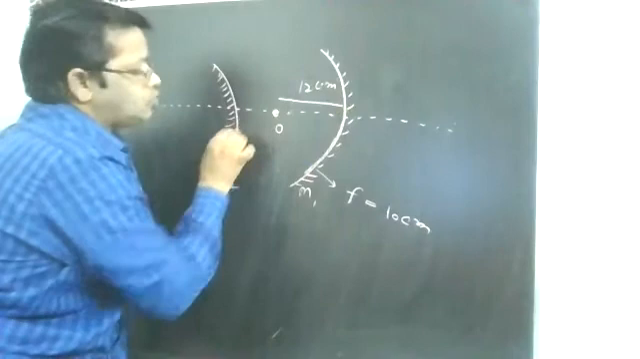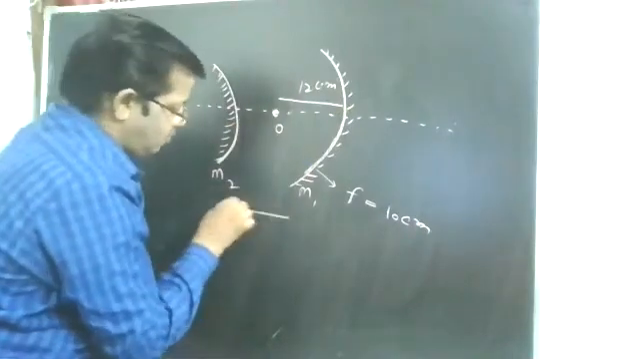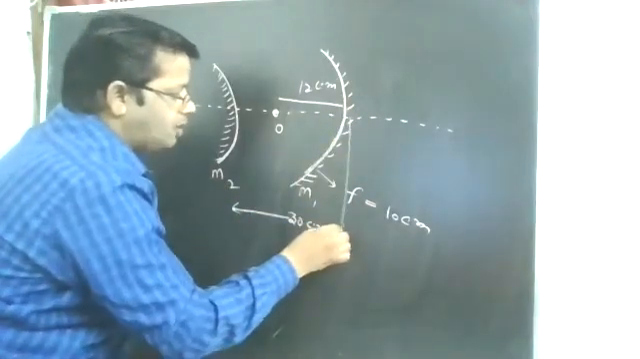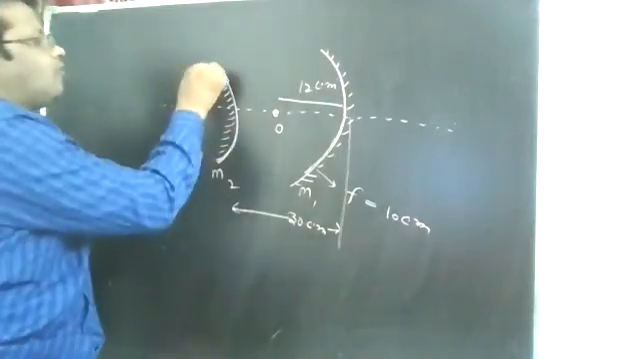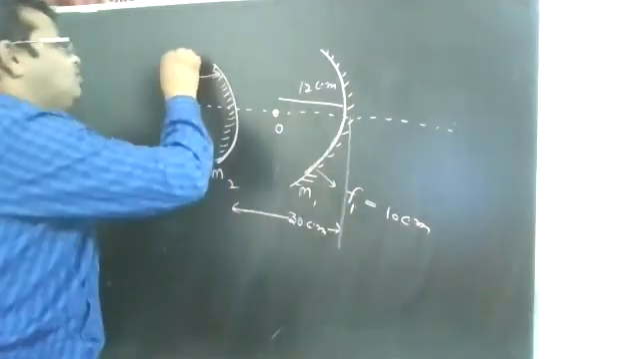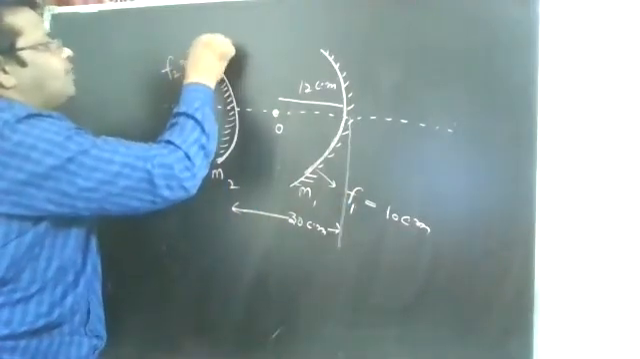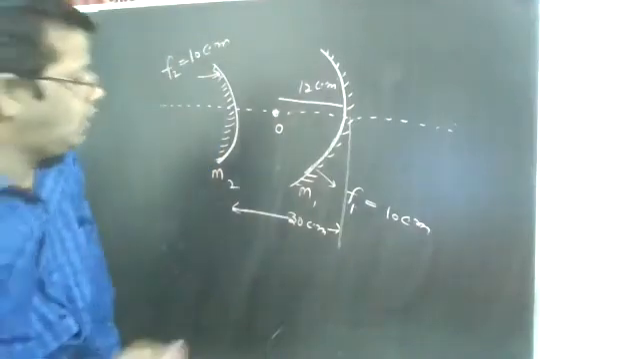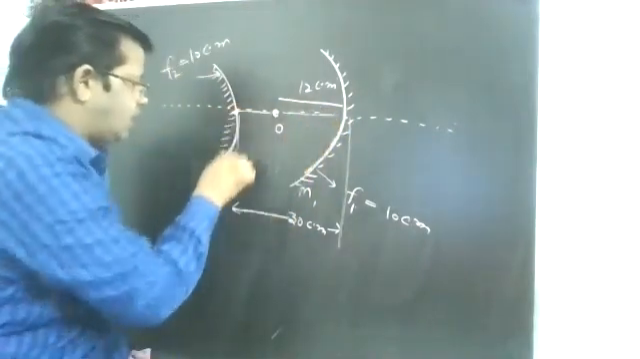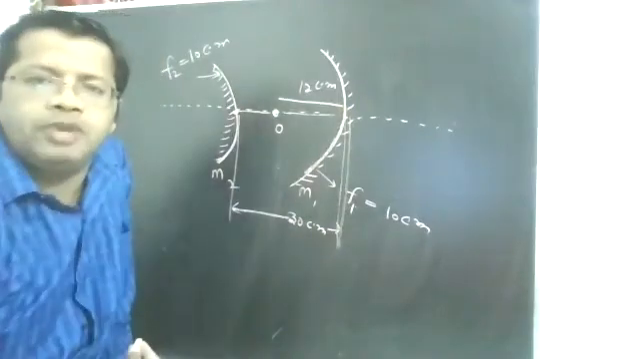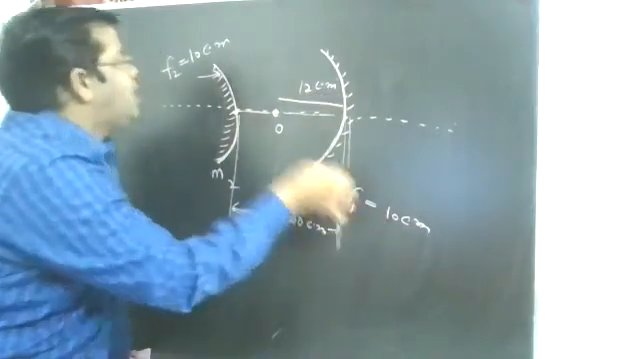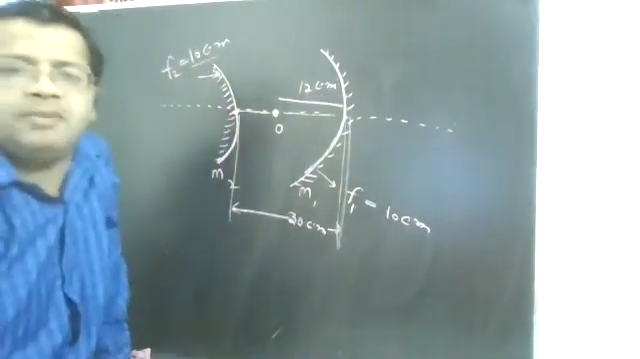And the distance between these two mirrors is 30 centimeter. What is the distance between these two? It is 30 centimeter. The distance between mirror 1 and mirror 2 is 30 centimeter. The focal length of this mirror is f2, and this is f1 for the concave mirror. What is the separation between the two mirrors? 30 centimeter, given. And the focal length of the concave mirror is 10 centimeter and the convex mirror is also 10 centimeter.